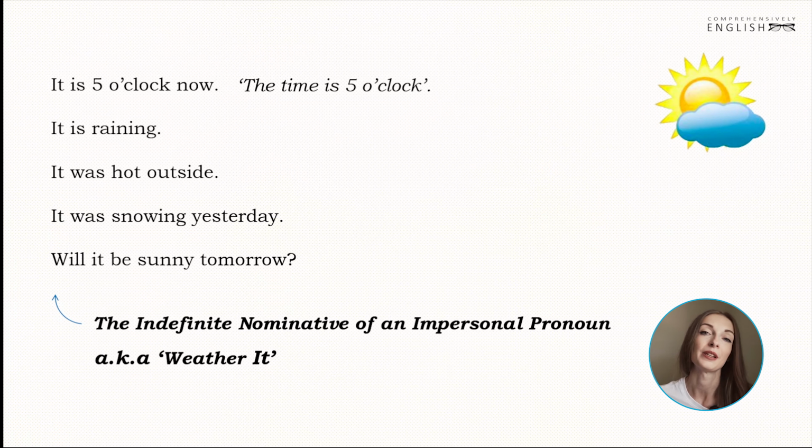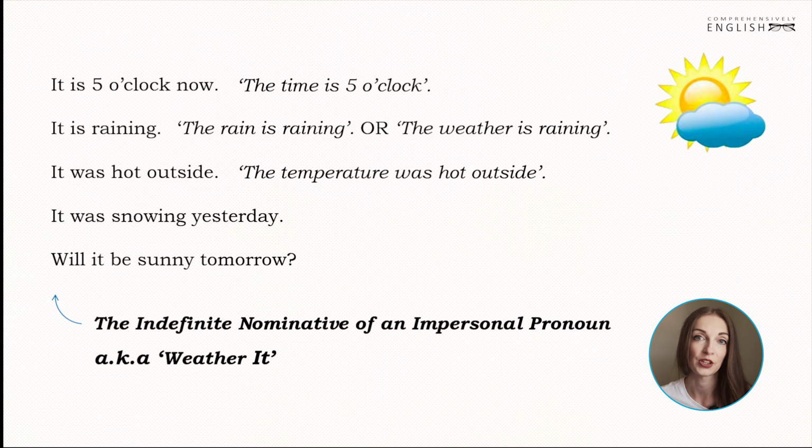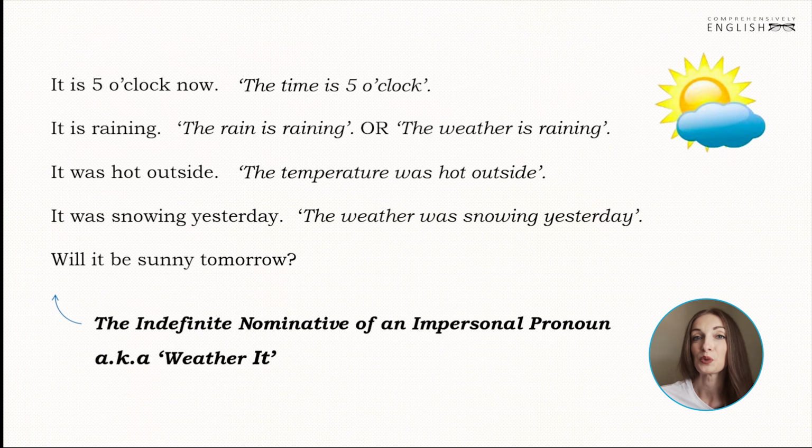It is raining means the rain is raining, or the weather is raining. It was hot outside. The temperature was hot outside. It is clear for us that the meaningful subject here is the temperature. The temperature is hot. It was snowing yesterday. The weather was snowing, yeah? Or the snow was snowing. Will it be sunny? It replaces the word weather again. Will the weather be sunny?